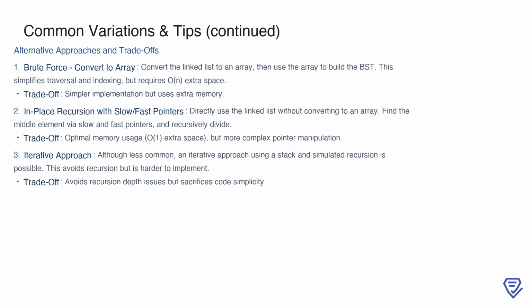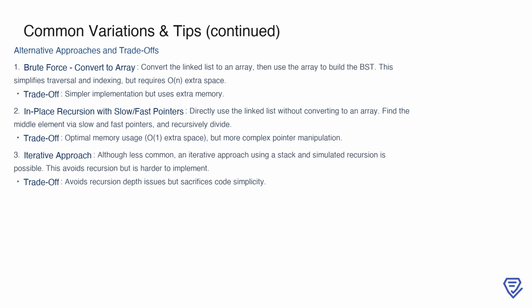There are also alternative approaches to consider, each with its own trade-offs. One option is the brute force method of converting the linked list to an array. This simplifies traversal and indexing since arrays allow random access, but it comes at the cost of O(n) extra space. This method is straightforward to implement but sacrifices memory efficiency.